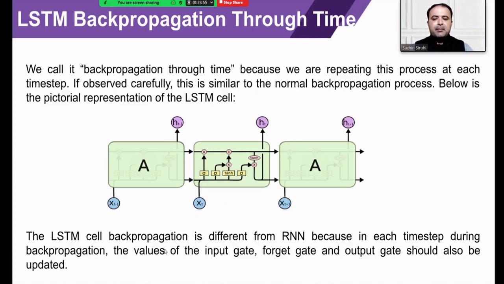The LSTM cell back propagation is different from RNN because in the time step during the back propagation, the values of the input gate, forget gate, and the output are used. So like logic gates, there are input gate, output gate, forget gate. These are the checks used in this process to find out the timing.